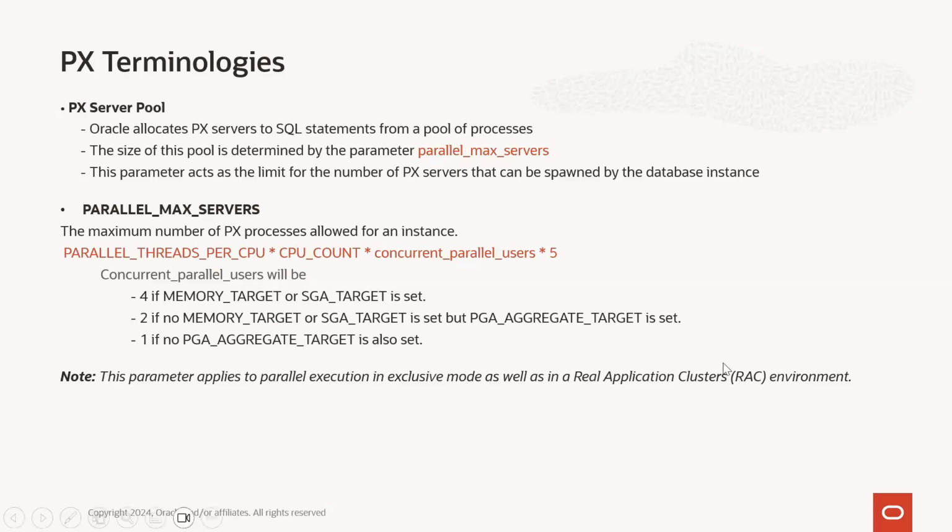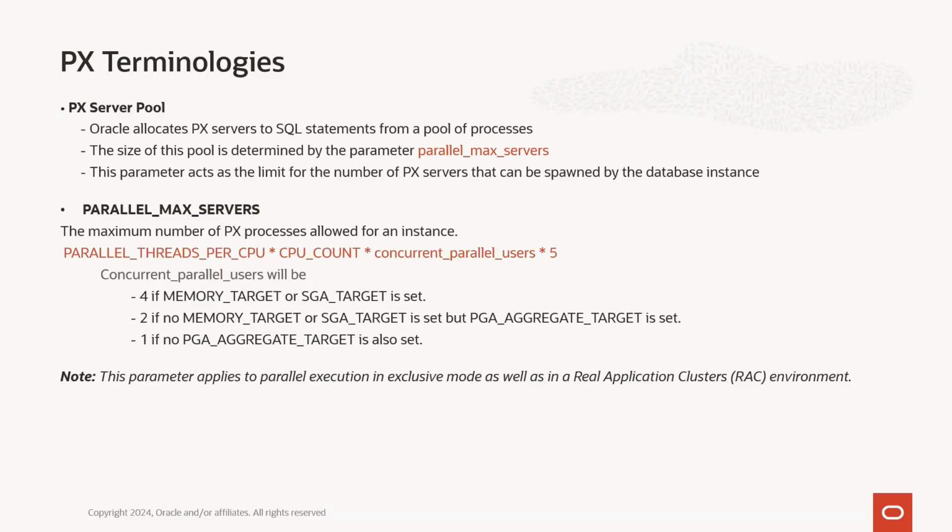The value of this parameter can be calculated using the formula below: parallel threads per CPU multiplied by CPU count multiplied by concurrent parallel users multiplied by 5. How do we decide the concurrent parallel users value? If the memory target or SGA target is set, then the value will be 4. If no memory target or SGA target is set, and only PGA aggregate target is set, its value will be 2. If no PGA aggregate target is set either, then it is 1.